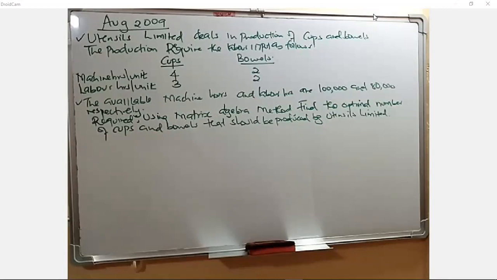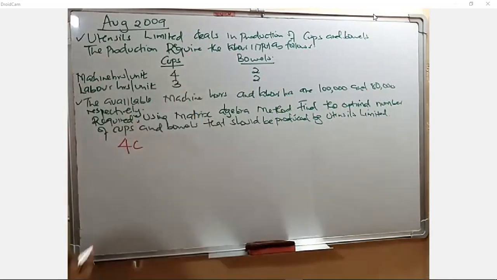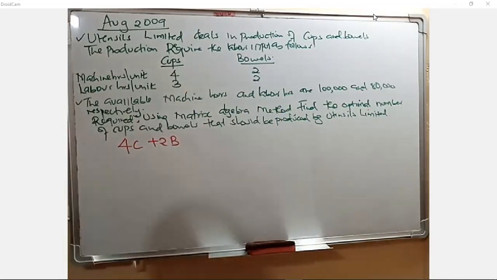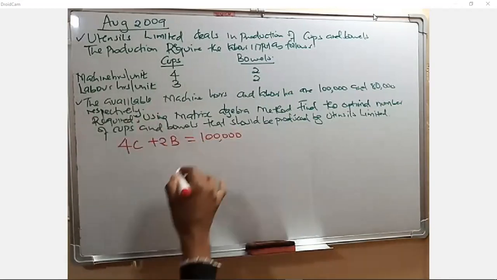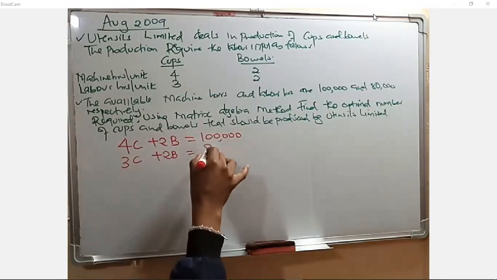Utensils Limited. Now, let us start by formulating, because already you can see you're being given the maximum hours that we have for machine hours and labor hours to produce these cups and bowls. The first thing is to formulate 2 equations. Let me start with machine hours. I will take 4C, remember it's 4 for cups, where C represents cups, plus 2B, where B represents the bowls, is equal to the maximum hours given for machine hours, which is 100,000. Now the other one will be 3C plus 2B equals 80,000.